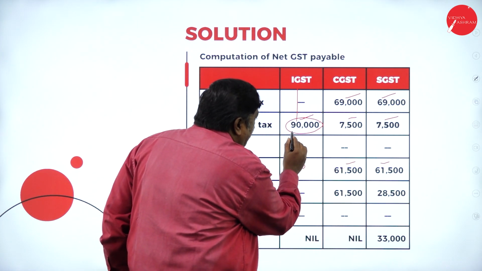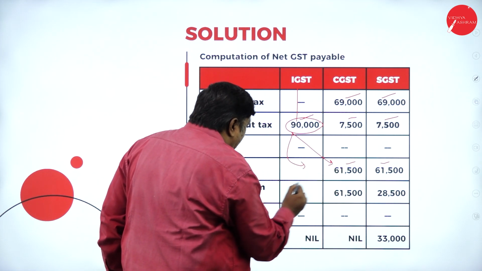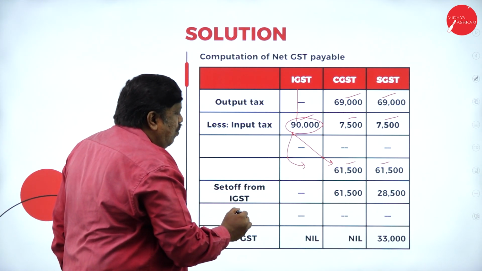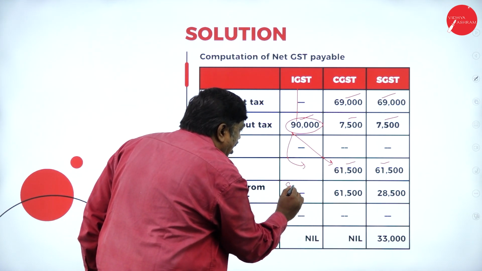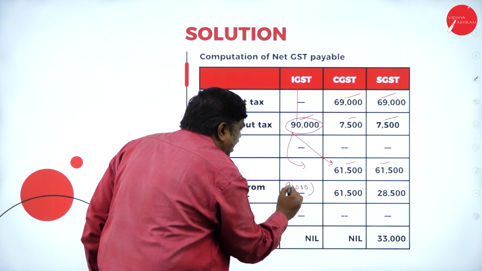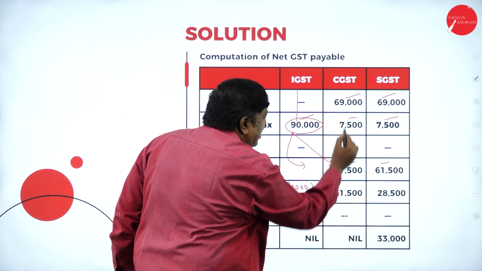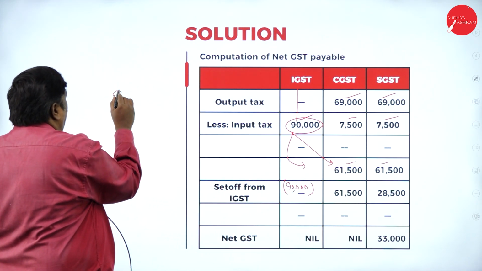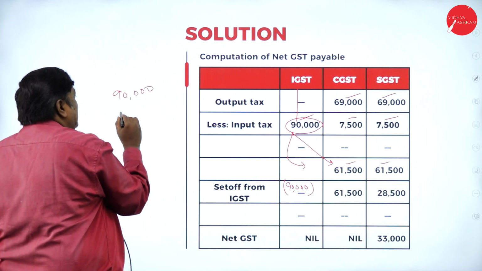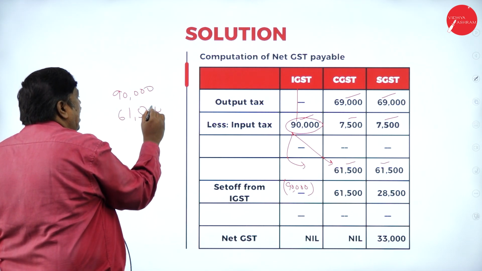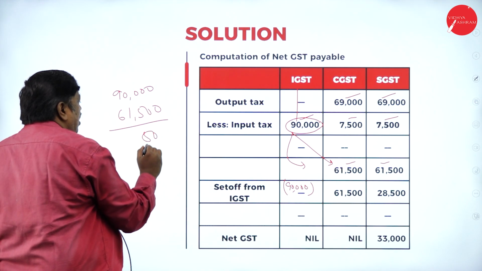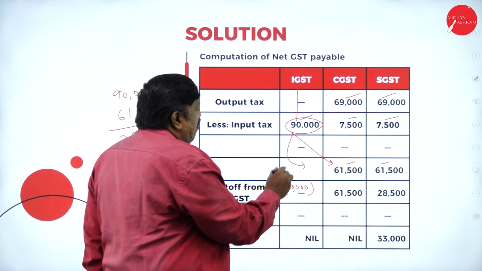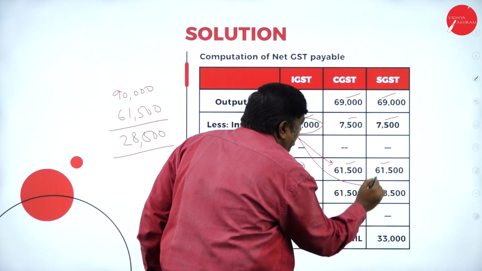So we have the availability at CGST 61,500 to set off from IGST, the 90,000 whatever we have here. The 90,000 is adjusted with CGST, the full amount, 61,500. Out of 90,000, 61,500 is adjusted. Remaining will be 28,500. That will be adjusted with the SGST.